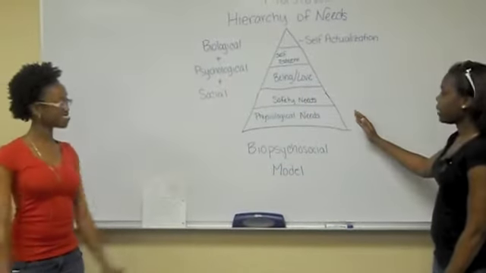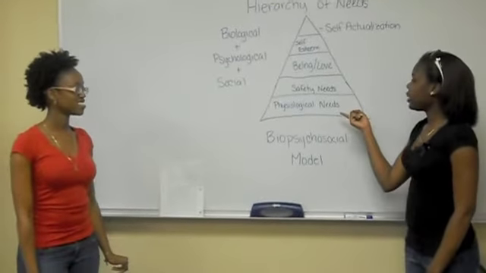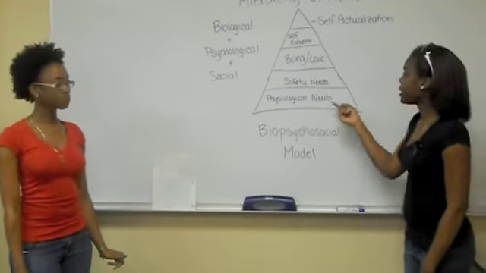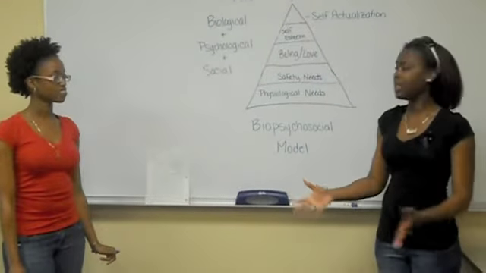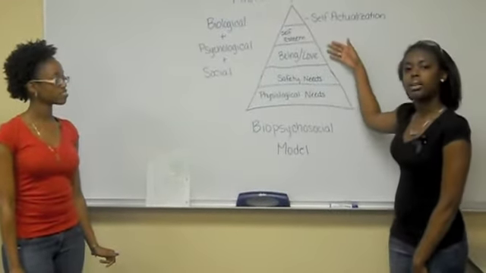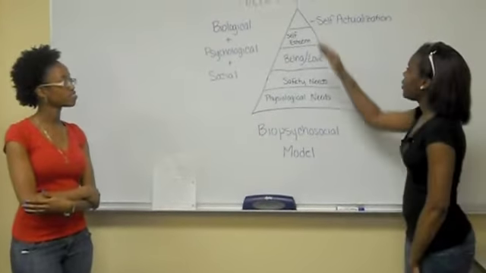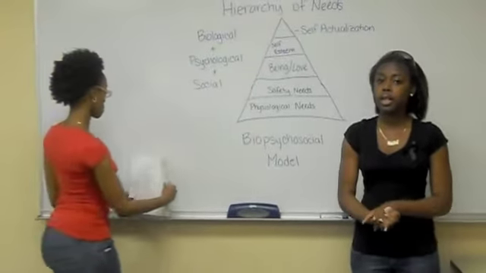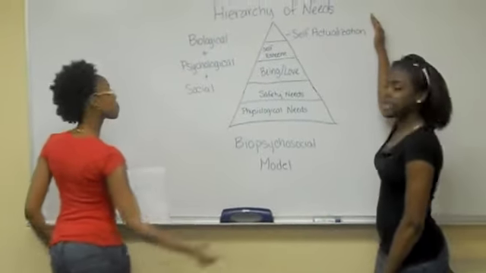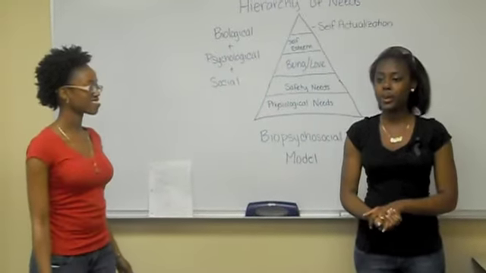At the very bottom of the pyramid, we have physiological needs, which come first. This explains your motivation for hunger and for thirst. Next, we have safety needs, which explains your motivation to find shelter. Third is belonging or love, which explains the motivation to find love and feel attachment. Fourth is self-esteem, which is the motivation to do good things for yourself to feel better. Lastly, we have self-actualization, which is the motivation to find out who you really are in the world.